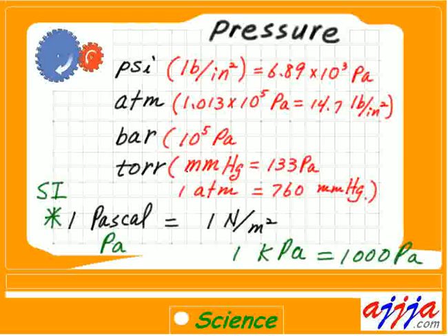Also, in many scientific fields, they use torr, T-O-R-R, which means millimeter of mercury. 1 torr is 1 millimeter of mercury, which is about 133 pascals. We can compare with 1 atmospheric pressure, where 1 ATM equals about 760 millimeters of mercury. That's 1 ATM, atmospheric pressure.